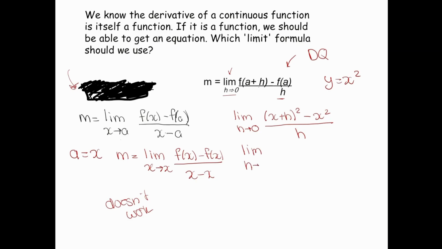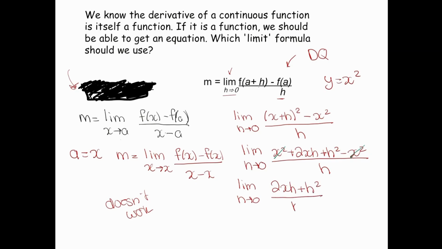The limit as h approaches 0. So now remember, we've got to expand this out. We get x squared plus 2xh plus h squared minus x squared all over h. You'll see here that my x squareds cancel each other out. That leaves me with my limit as h approaches 0 of 2xh plus h squared all over h.